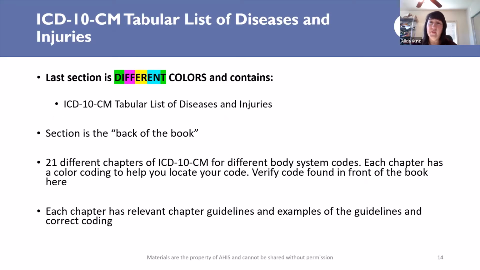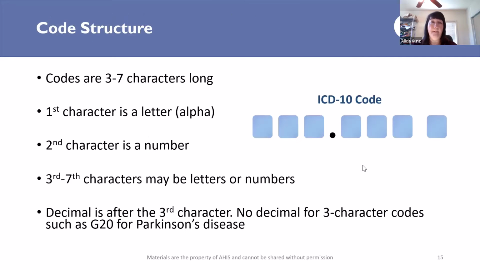Now, remember I was saying the beginning of the book, the alphabetic index, is where you start looking up a code, and it'll give you a code, and then you have to go to the back of the book, which is the tabular. And these are the rainbow pages. They're all different colors. Each chapter is going to be a different color. This is where you're going to look them up. So this is the back of the book, and there are 21 different chapters for different body systems. And again, they're all color coded. So you verify the code that you find in the front, you take it to the back, and you read the chapter guidelines and the instructional notes to get your code.